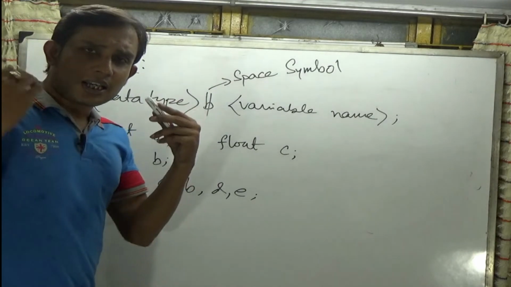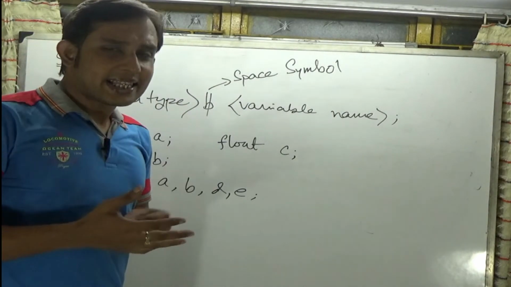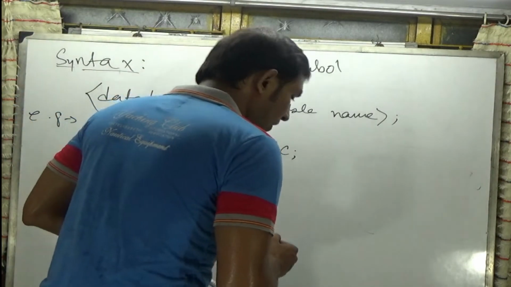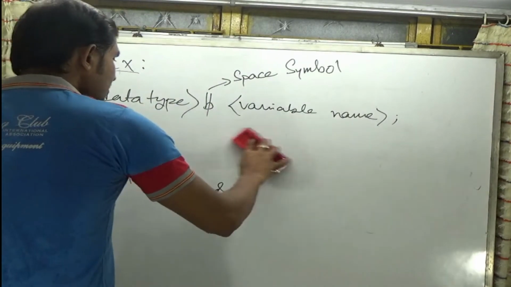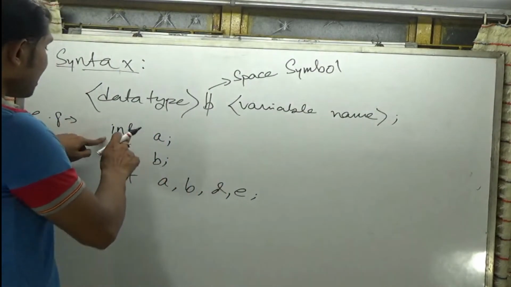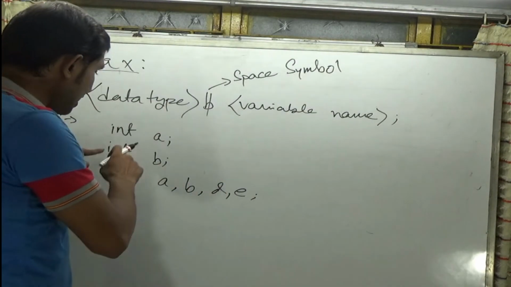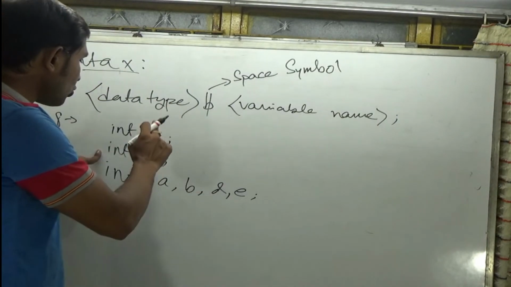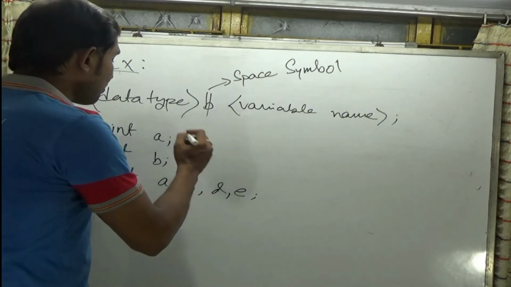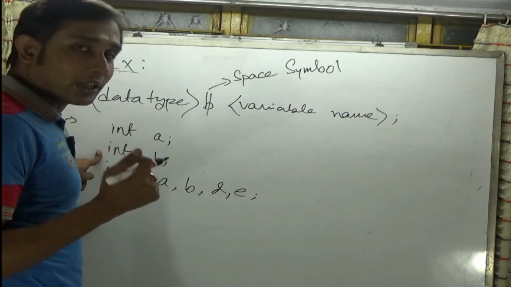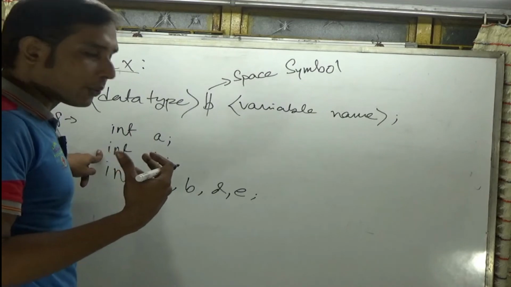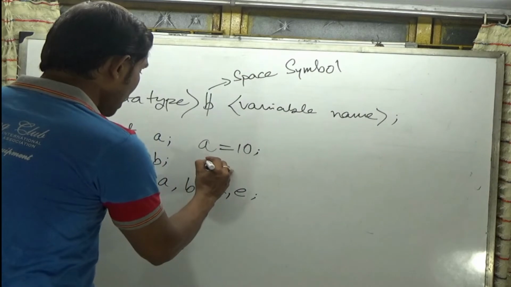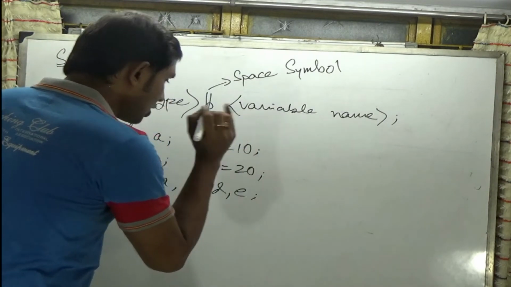Now if we know the initial value of any variable, we can store it at the time of declaration. How? Let's see. Suppose I am declaring here int a and int b, and if I know the exact value stored by a and b, suppose a holds the value of 10 and b holds the value of 20, then afterwards we can write a equals to 10 semicolon and b equals to 20 semicolon in this way.